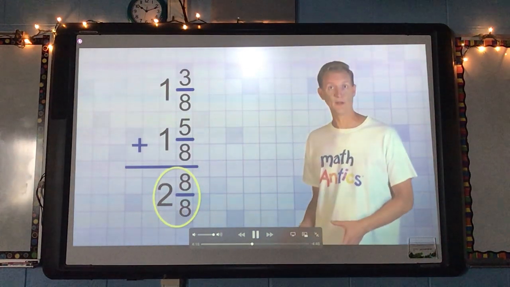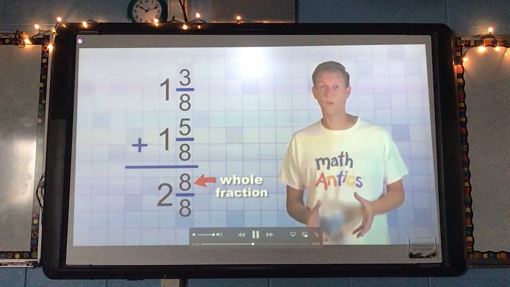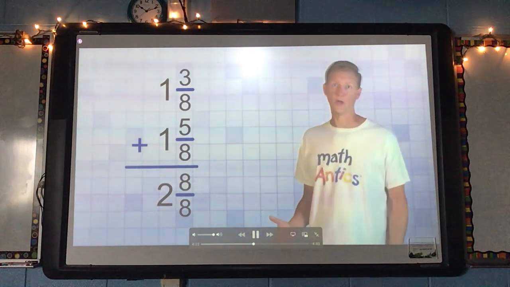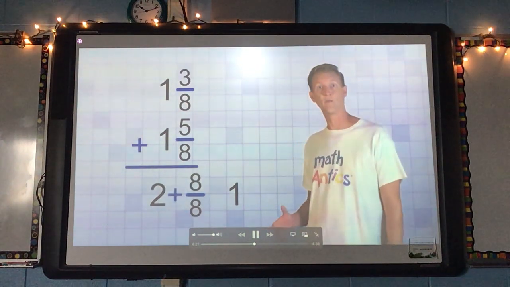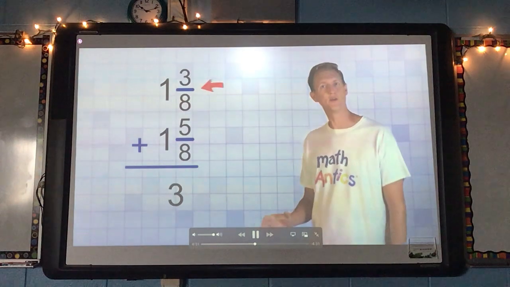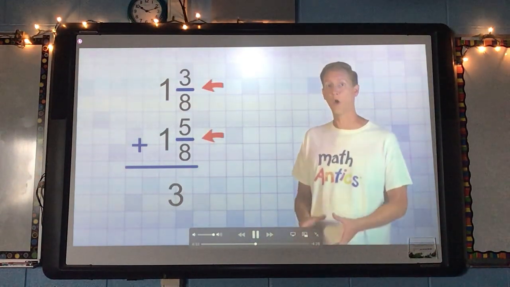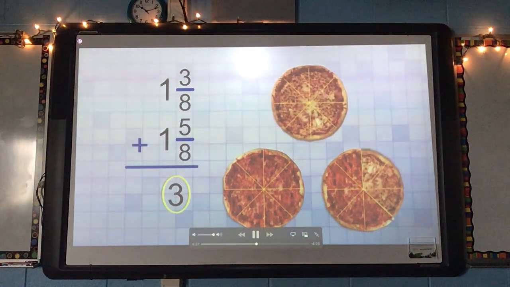But do you see what happened? The fraction parts of the two mixed numbers combined to form what I call a whole fraction, 8/8. And we know that 8/8 simplifies to 1. So having 2 plus 8/8 is the same as having 2 plus 1, which is 3. We added two mixed numbers together and ended up with the whole number 3. And our leftover pizza shows us that we got the answer right.